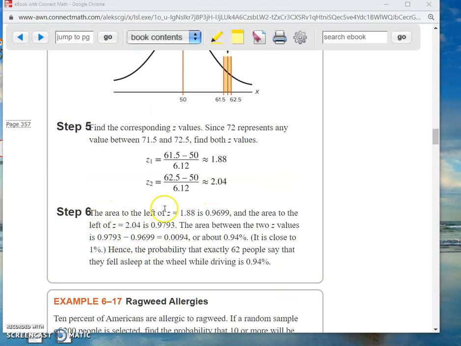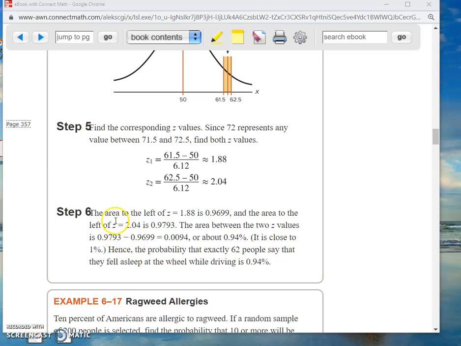So the area to the left of 1.88 is 0.9699. The area to the left of 2.04 that corresponds to this is 0.973. So the area between those two guys, you just do the subtraction. Okay, so it's about 94%.